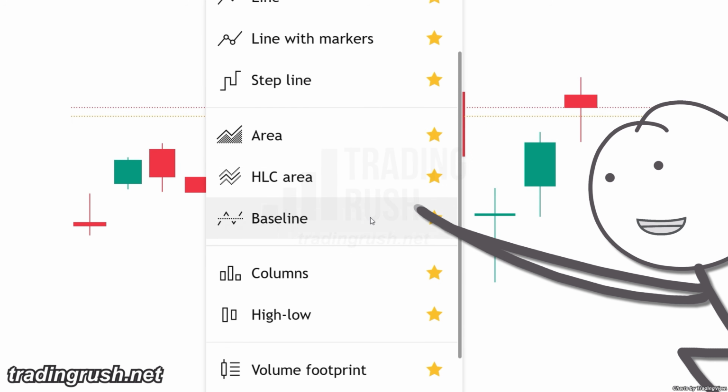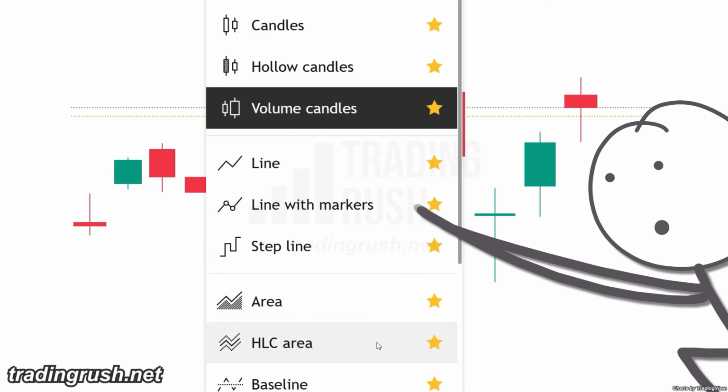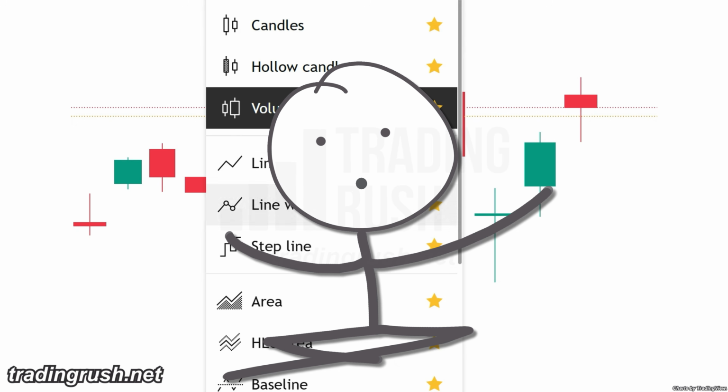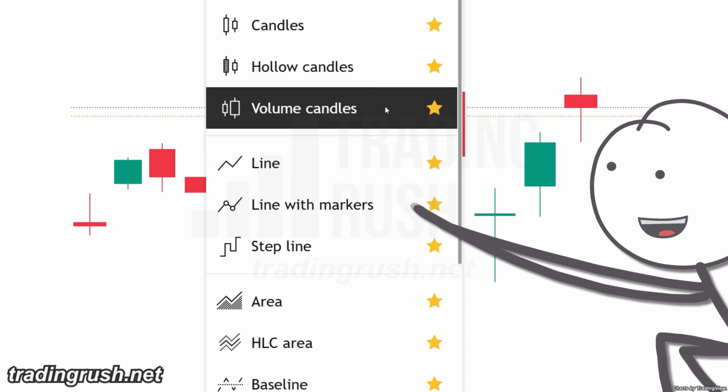I have used many different chart types in my 8-9 years of trading journey. Some were really helpful to increase the win rate, but some were kind of useless. So, do you know which chart types are the best? Do you know which one you should use and which one to avoid?